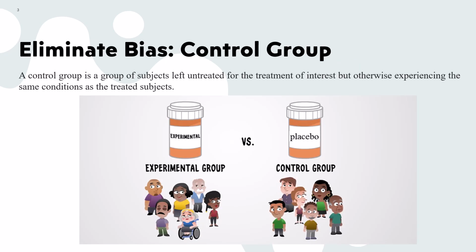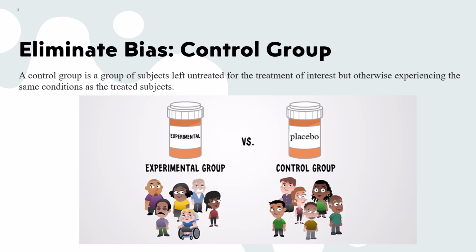A control group is a group of subjects in an experiment that does not receive the treatment being tested, but is otherwise kept under the same conditions as the group that does receive the treatment. The purpose of the control group is to act as a baseline, so we can compare and see if the treatment really made a difference. Let's go over a medical example about testing a new drug to better understand the importance of having a control group when designing an experiment.